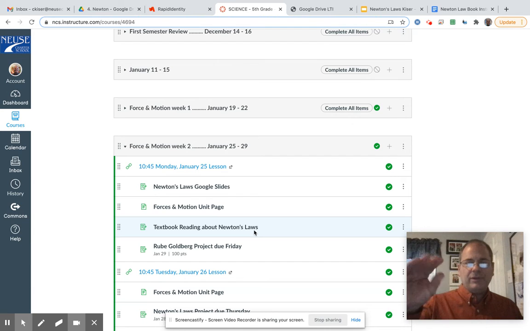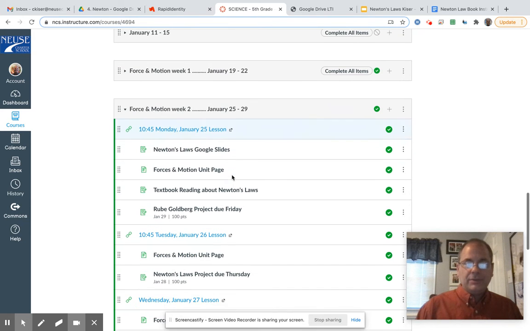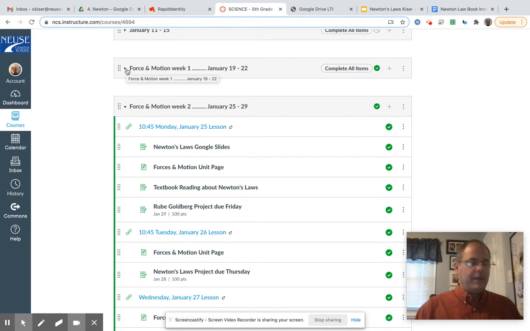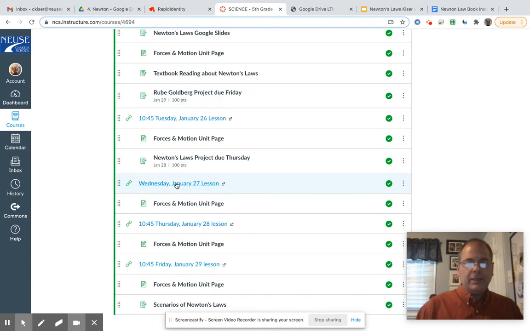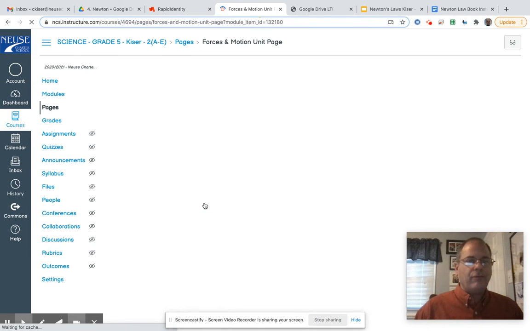And if you haven't done this, go ahead and collapse your modules. You should have January 11 and then Force and Motion Week 1. Go and collapse those by clicking the collapse arrow. Then you should be in this week only. Today is Wednesday, and here we are in this lesson. And then we want to look at this page, the Force in Motion page. So we're looking at that right now.